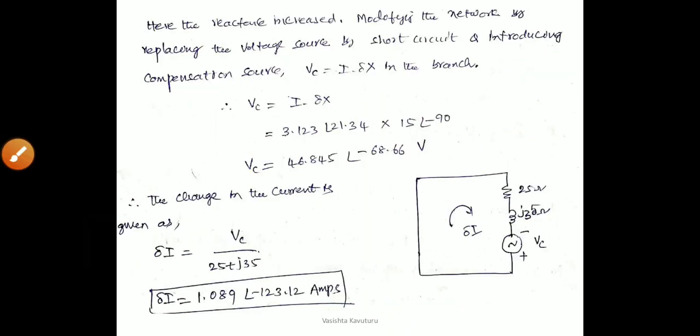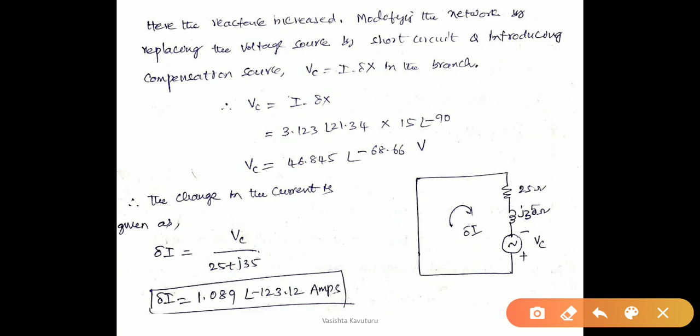So now we have to calculate the compensation source magnitude, that is Vc. Vc is equal to I into ∂Z or ∂X here, where I is nothing but the current in the given network. So ∂X is nothing but a change in the reactance. Therefore I into ∂X can be calculated as 46.845 at angle minus 68.66 volts.